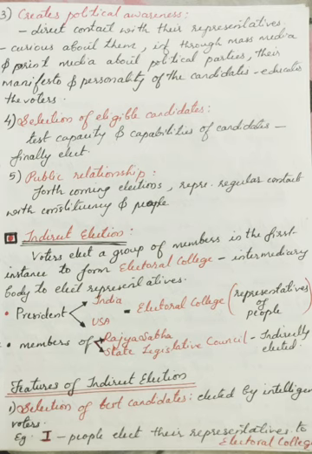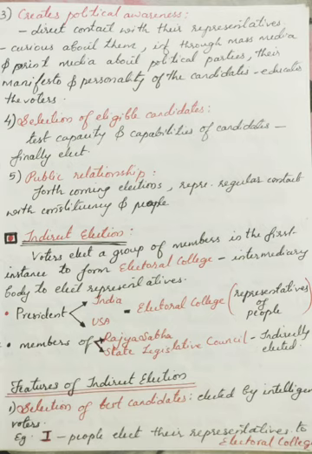Number 3, creates political awareness. In direct election, voters come in direct contact with their representatives. Voters are curious about the representatives and gather information through mass media and print media about political parties, their manifesto and personality of the candidates. In this way, it educates the voters.